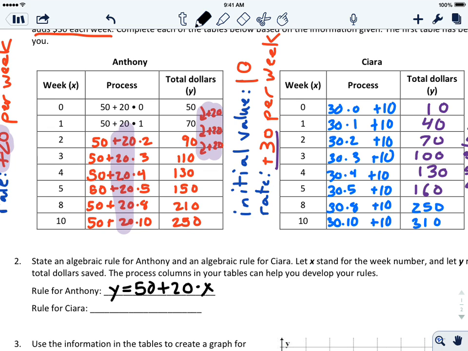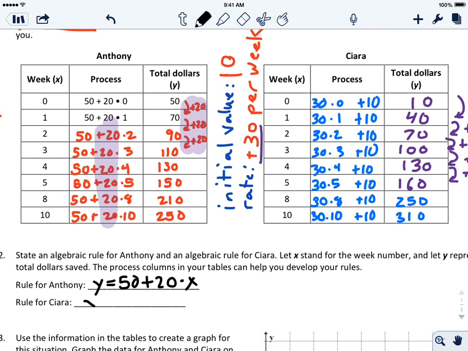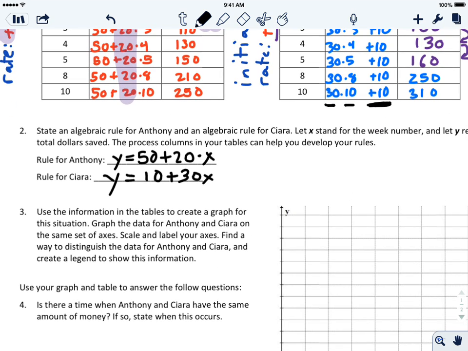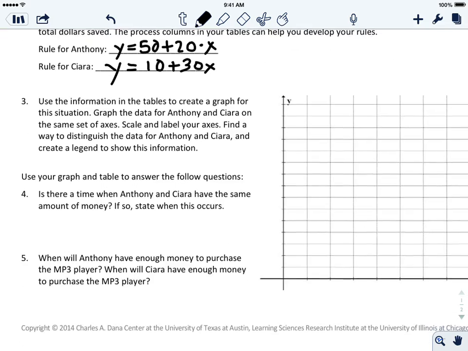And then I have a rule for CR that I need to write. I'm going to write y equals, her initial value is 10, and she's adding 30 each week. And so that should be 10 plus 30x. I'm just going to make sure that that makes sense. I have a plus 10 here and a 30 times x for every single row. So I think my rules look good there.